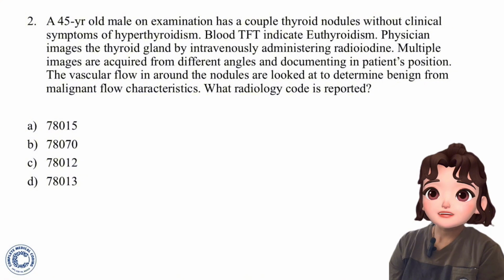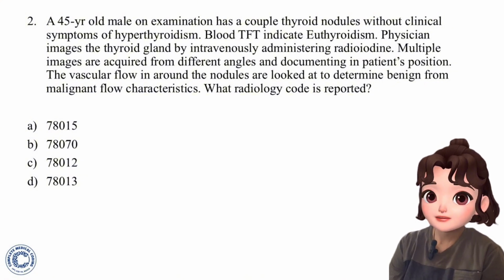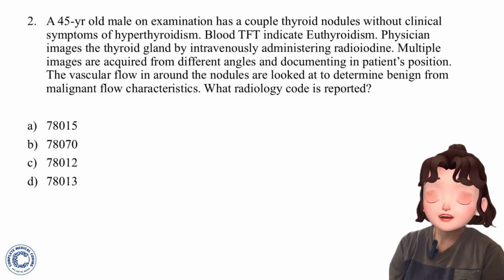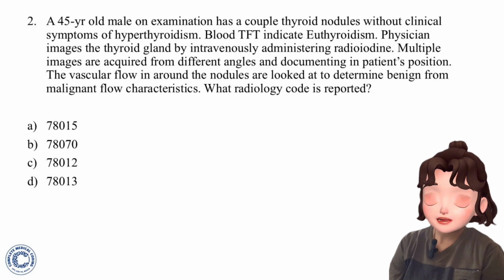What is the first one? 78015. Go to 78015 in the CPT code book. 78015 is thyroid carcinoma, metastasis imaging, limited area, for example, neck and chest only. Yes, thyroid is in the neck, so neck and chest only.